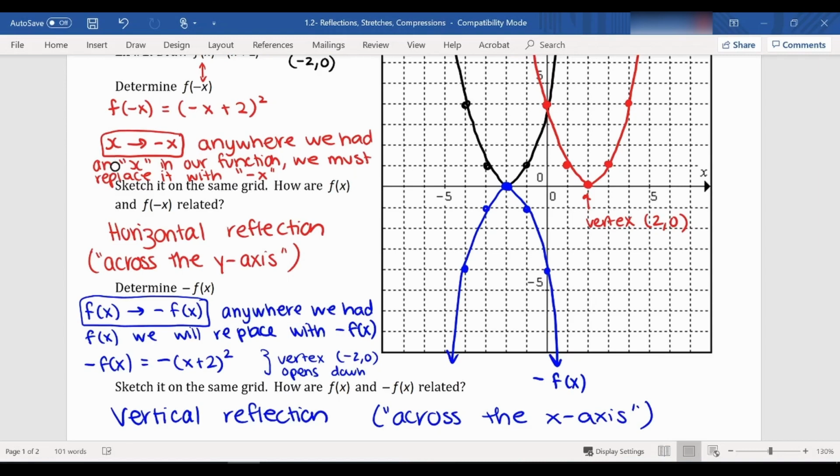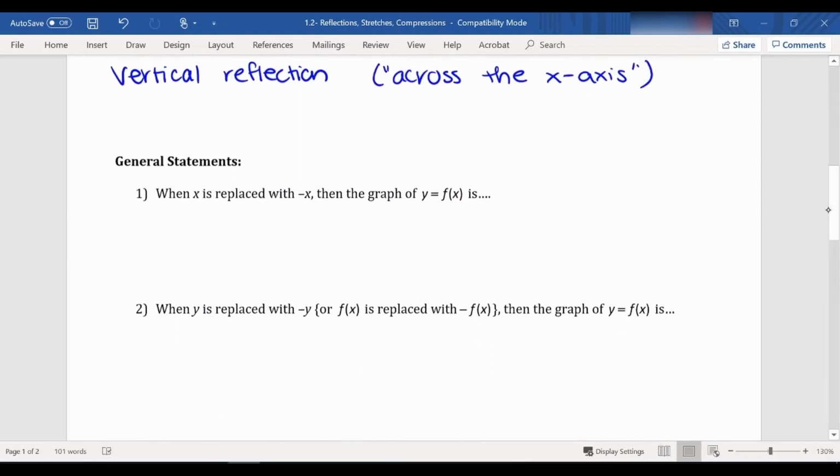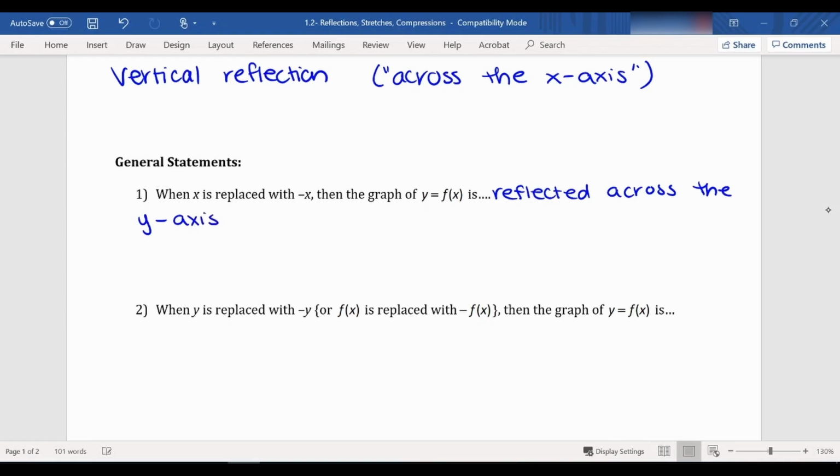So again, you can see that all the x values are the same. I have an x at negative 2. I have 2 points when x is negative 1, 2 points when x is 0, 2 points when x is negative 3, 2 points when x is negative 4, but all my y values are different. So in general, when x is replaced with a negative x, then the graph is reflected across the y-axis, or a horizontal reflection.